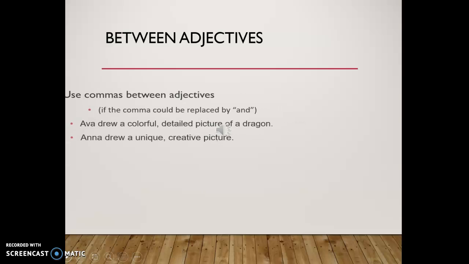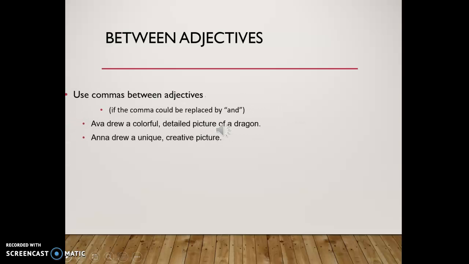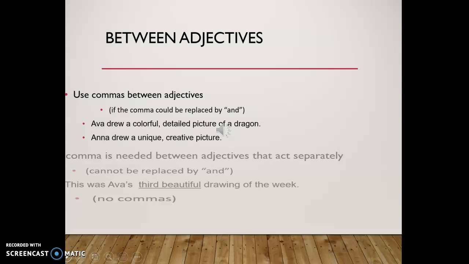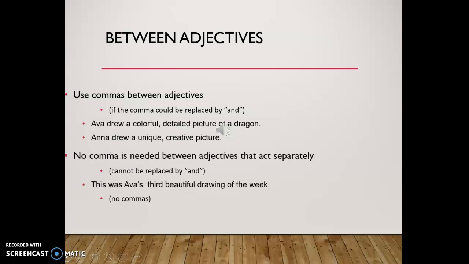We also can use them when we describe something with a list of adjectives, like Ava drew a colorful, detailed picture of a dragon. Or Anna drew a unique, creative picture. It's kind of like a list of adjectives. The funny thing is you don't always need those commas. Do you see where in this bottom example, it says this was Ava's third beautiful drawing. Those two words are acting differently, so we don't need a comma.